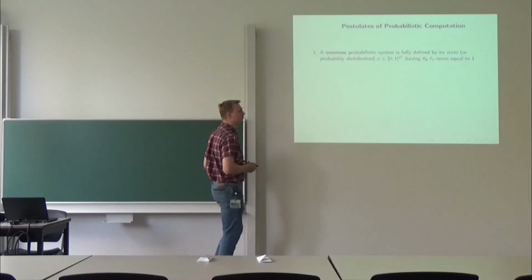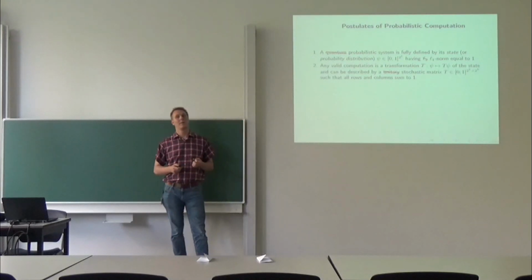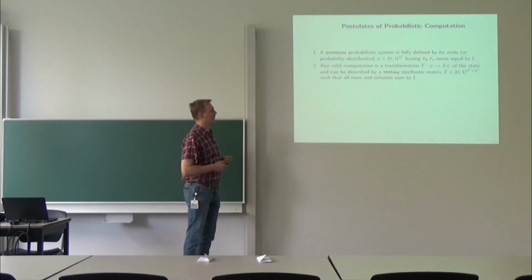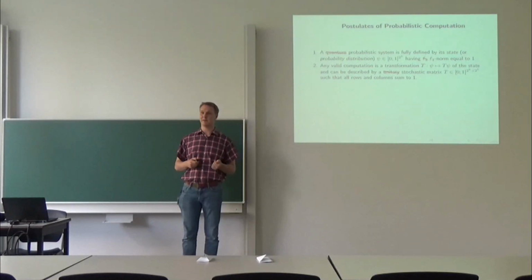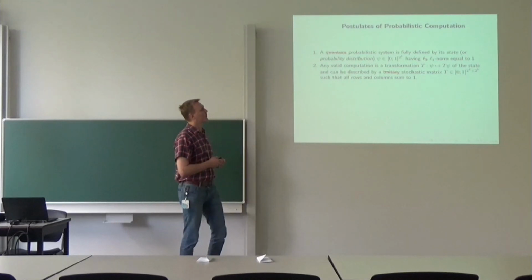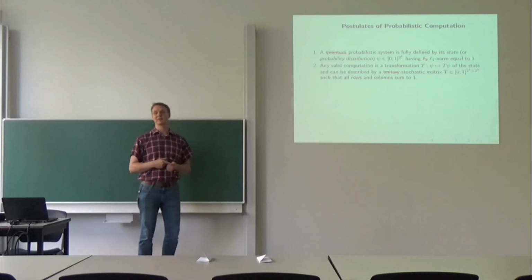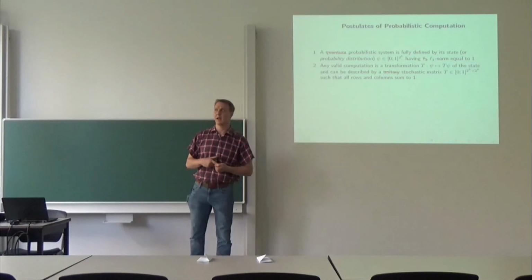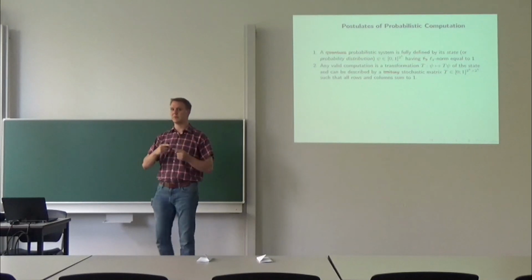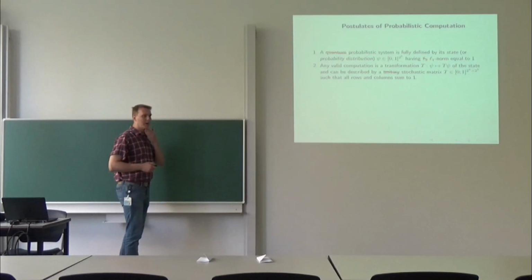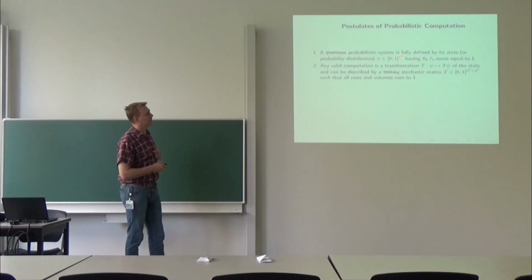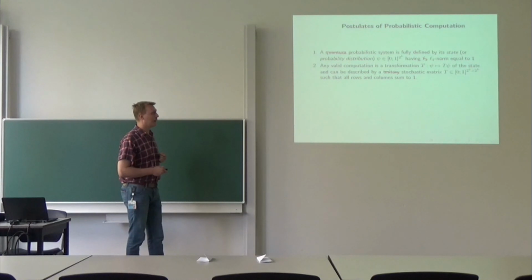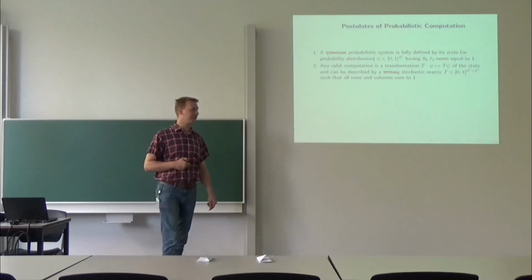So what does postulate 2 look like? A valid computation is not unitary because it doesn't preserve the L2 length, but it is stochastic because it preserves the L1 length. Stochastic means that all rows and columns sum to 1 and that all elements are between 0 and 1. But what's interesting is that the state still takes 2 to the k numbers to fully describe, and state transition matrices still take really large matrices to describe.